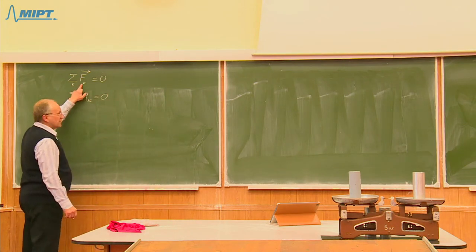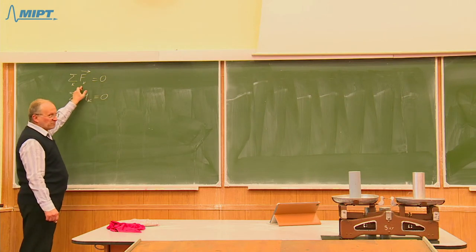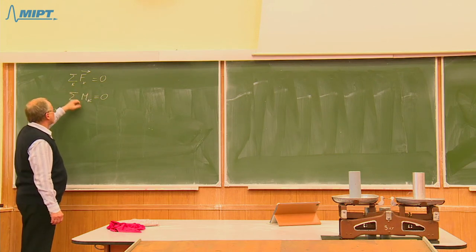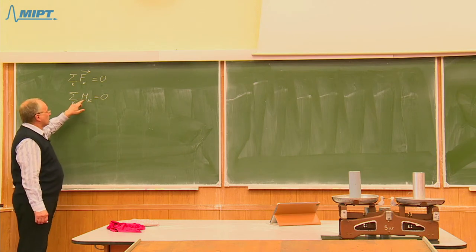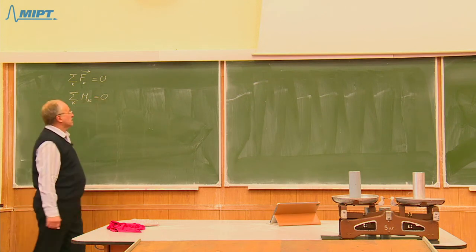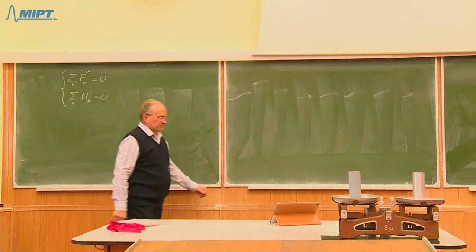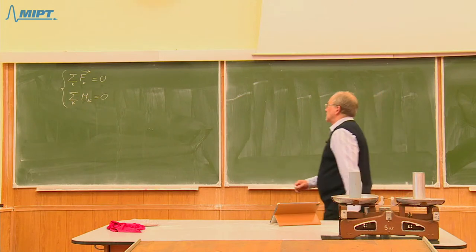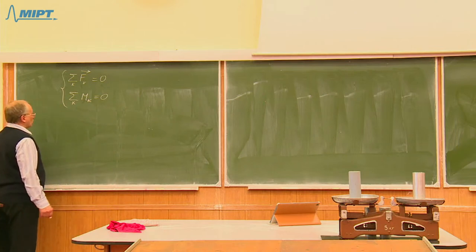If the net force acting on the body is not zero, then the center of mass will be accelerated according to Newton's second law. And if the total net torque acting on a body is not zero, then the body will rotate. So these two conditions, these two equations, determine a condition for static equilibrium of a rigid body. And I would like to consider some problems related to this topic.